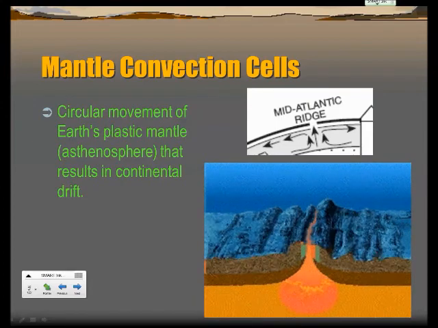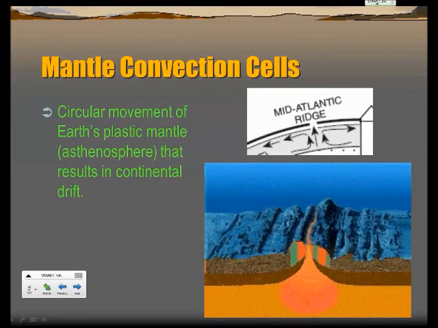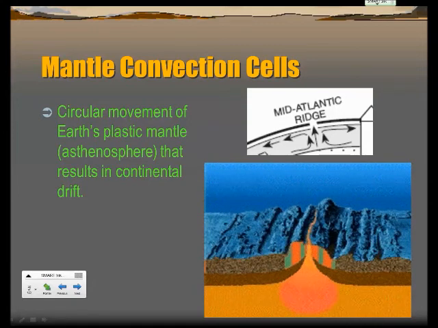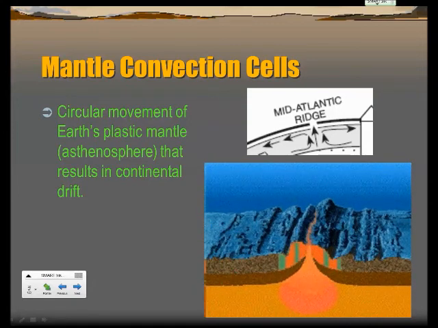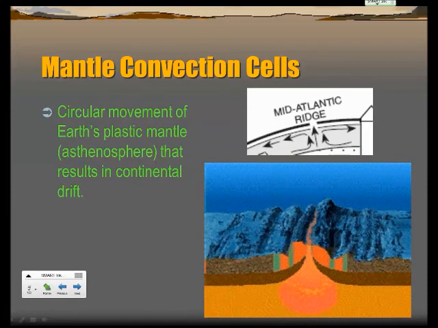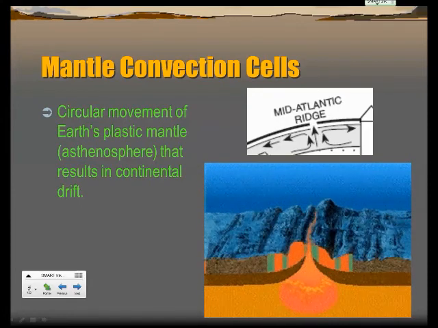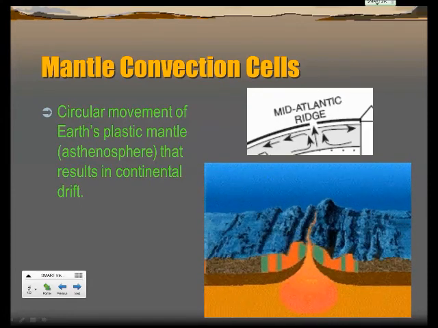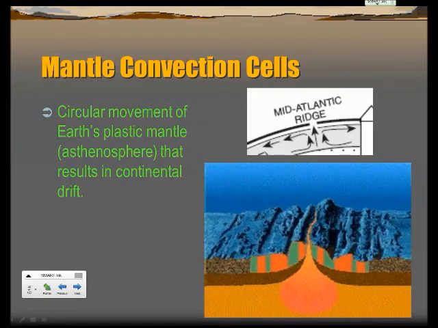And we already talked about the convection cells. Just another brief little review of that. Circular movement of Earth's plastic mantle, the asthenosphere. It results in continental drift. And your reference tables represent it in that picture up above where the Mid-Atlantic Ridge is with those arrows. That's how they represent convection. I like the video better, but you get the idea.